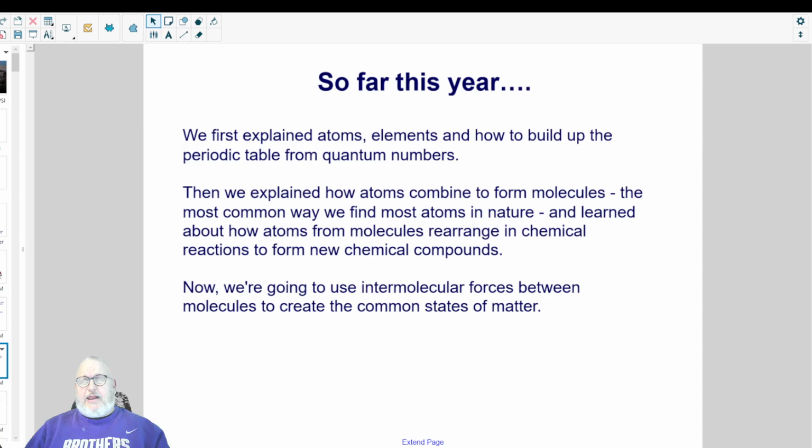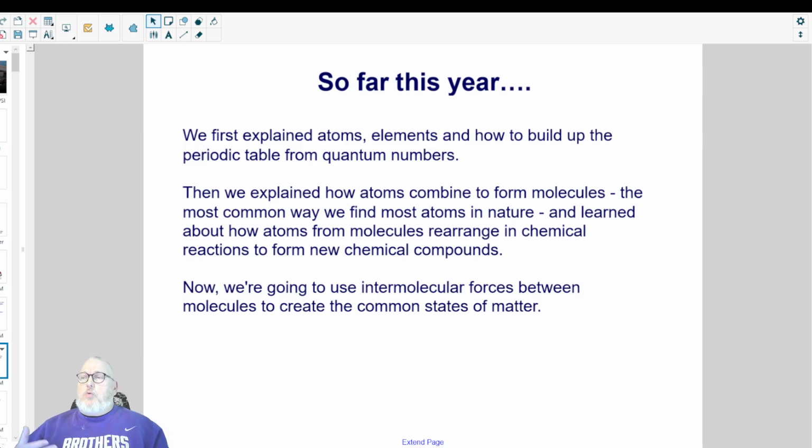Then we talked about how atoms can combine to form molecules, and formula units and ionic compounds. Most of the way we see these things, atoms are found in nature as molecules. And we learned how atoms from molecules will rearrange in chemical reactions to form new chemical compounds. We talked a little bit about that.